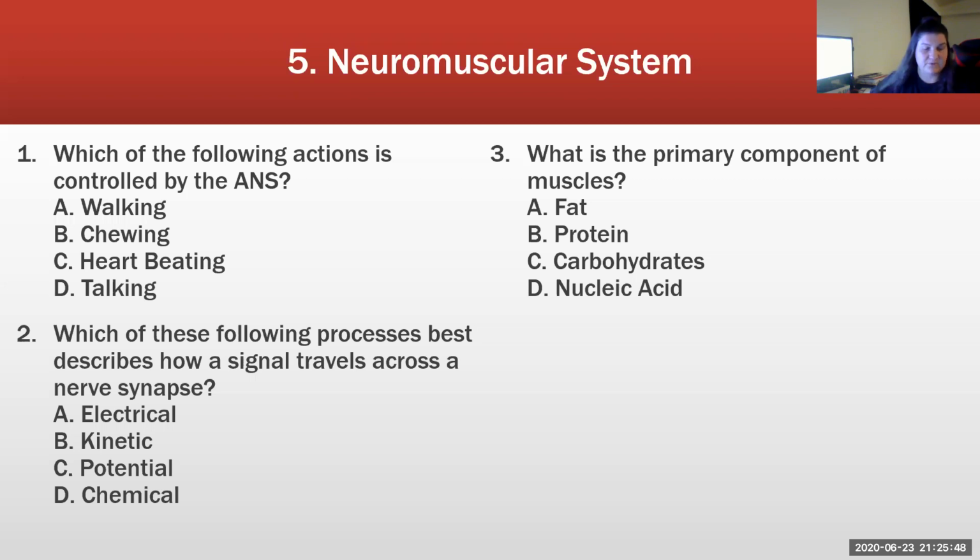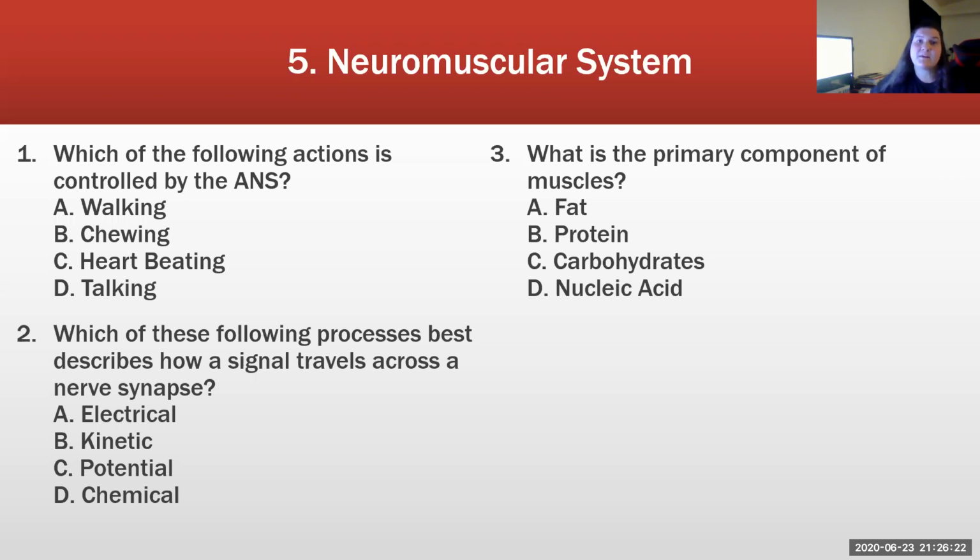Electrical is how a signal moves through the nerve cell. Kinetic is a type of energy not really associated with synapse. Potential is a type of energy not associated with the synapse at all. So how the signal travels across a nerve synapse is chemical, but electrical is how signals move through nerve cells. So again, that's kind of one of those tricky questions where if you don't read the question properly and understand what they're asking, you're going to answer it incorrectly.